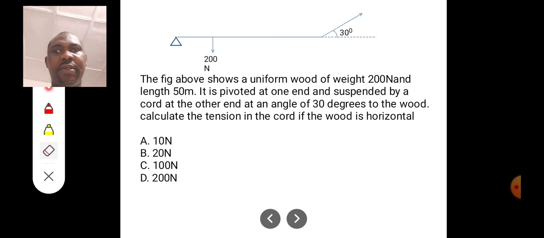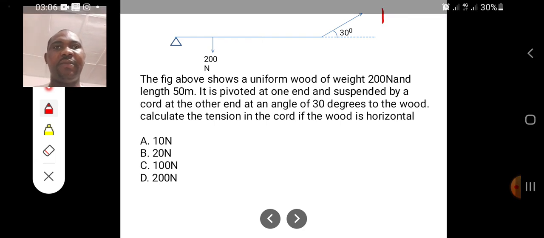Now look at another question here. It says the figure above shows a uniform load of weight 200 newtons, that's the weight, and length 50 meters. Remember, it is uniform, so that weight is acting at the center of gravity. It is suspended at one end and suspended by a cord at the other end at an angle of 30 degrees to the wood. Calculate the tension on the cord if the wood is horizontal. This is the tension on the cord.